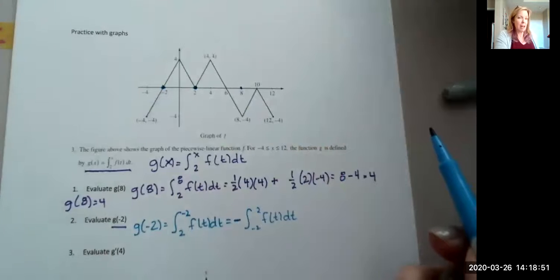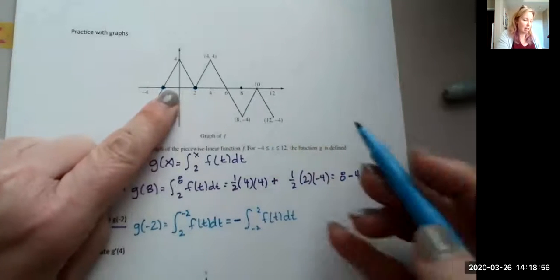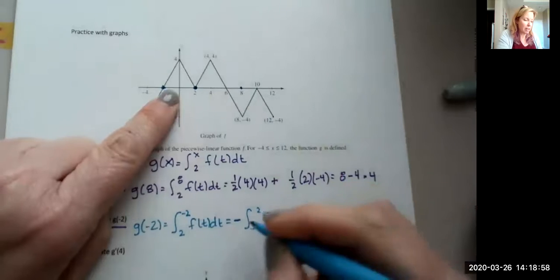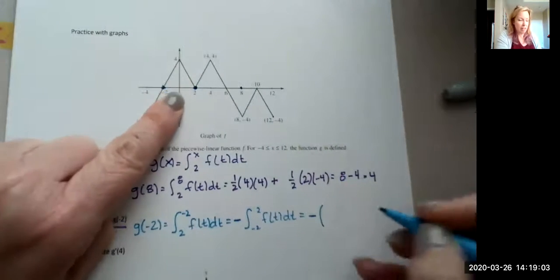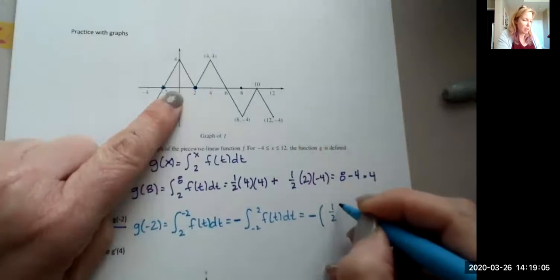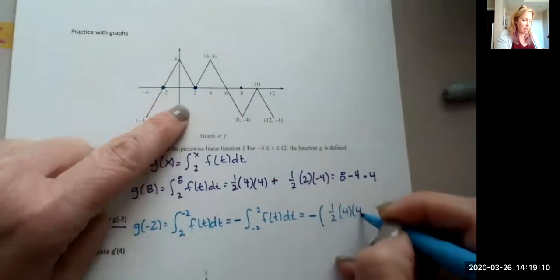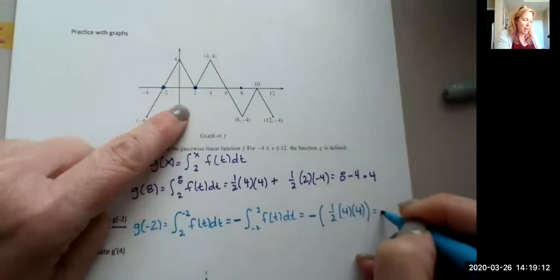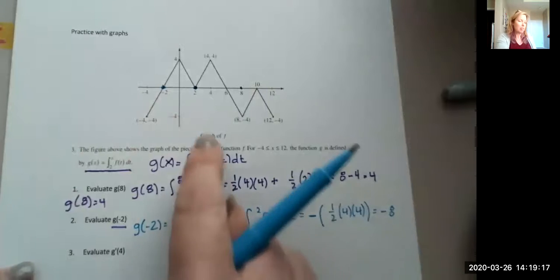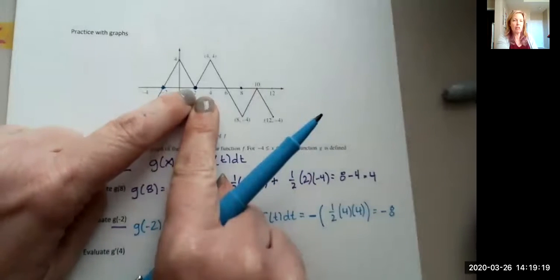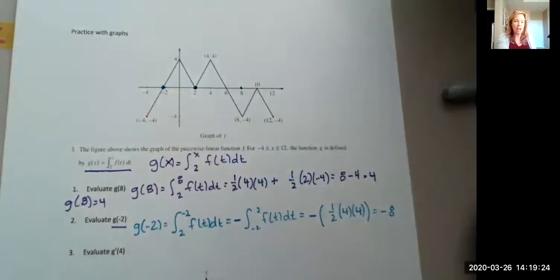Again, it's above the x-axis. This triangle is the same height as the triangle right here. This negative sign, I'm just going to leave sitting out in front. Find the area of this triangle, just like the last problem: 1/2, the base is 4 units from -2 to 2, the height is 4 units, and I have -8 as the value of that integral. It is negative because in essence, we were finding area from 2 backwards to -2, and that inverts the area and makes it negative.